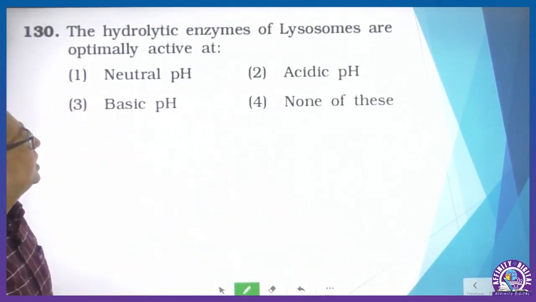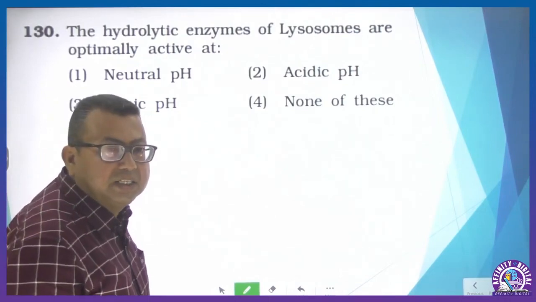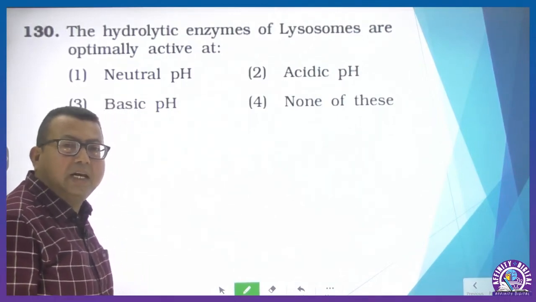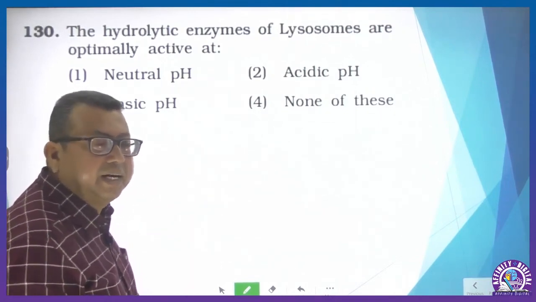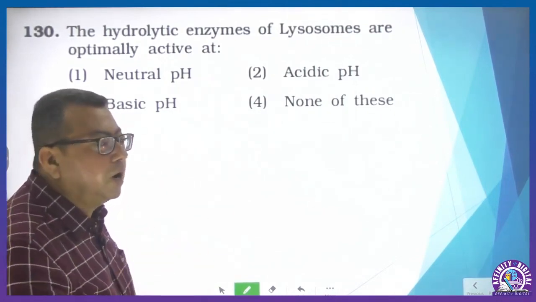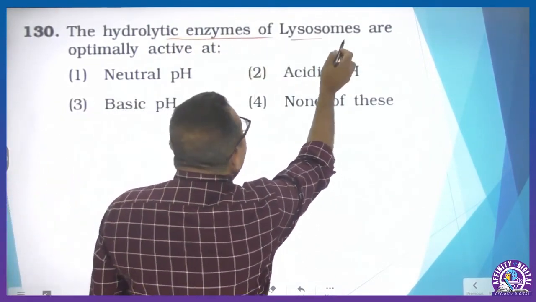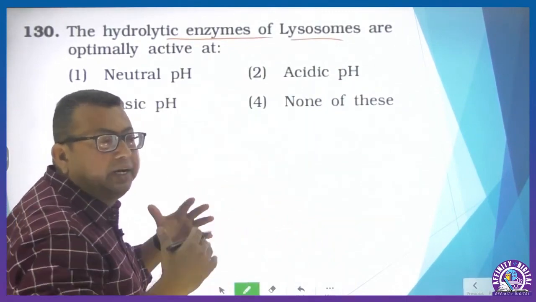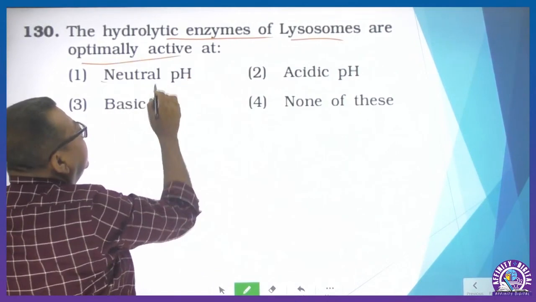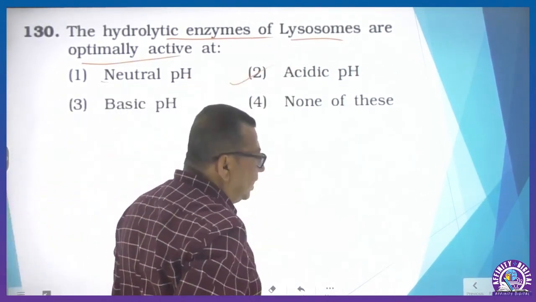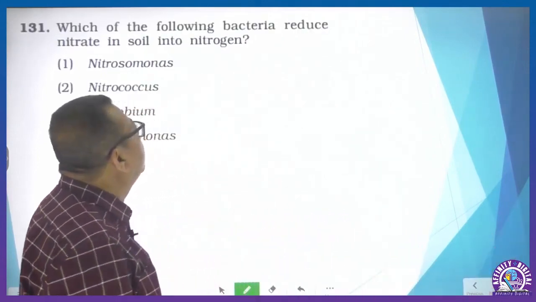Question number 130. The hydrolytic enzymes of lysosomes are, so as you know, lysosomes are digestive compartments of the cell, and lysosome contains almost all types of hydrolytic enzymes that can hydrolyze or degrade almost all types of macromolecules. Okay, the hydrolytic enzymes of lysosome, for their functioning, require acidic pH in its lumen. So optimally active at acidic pH. Okay, option number 2. This question was from the chapter Cell: The Unit of Life.